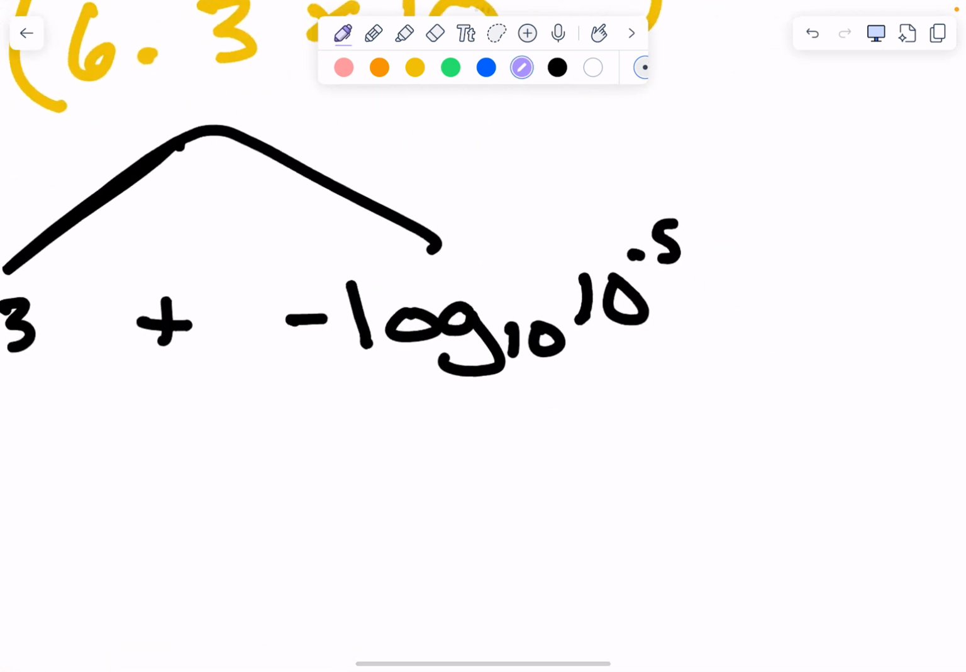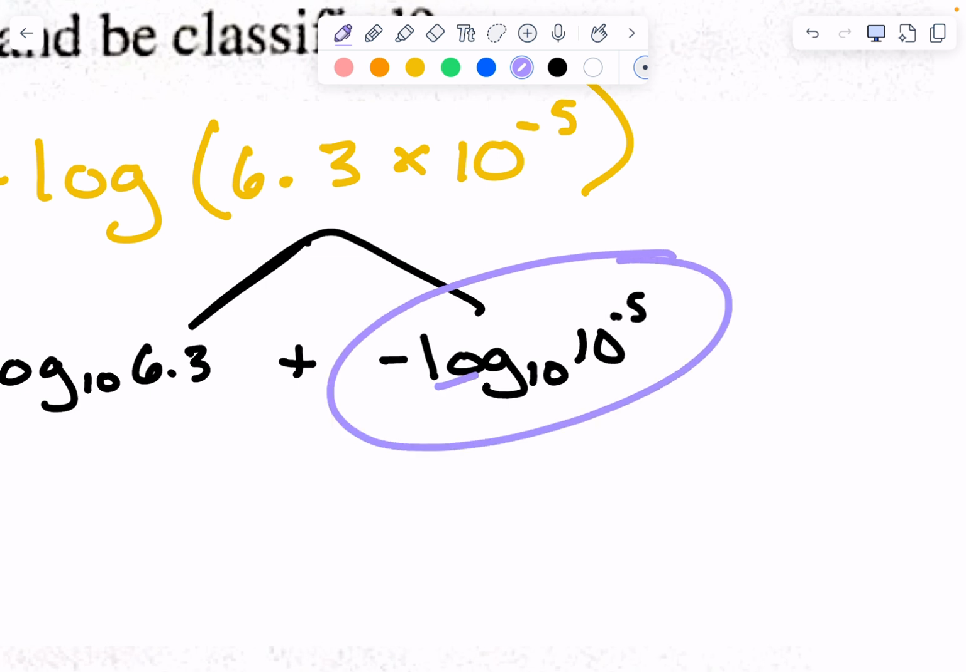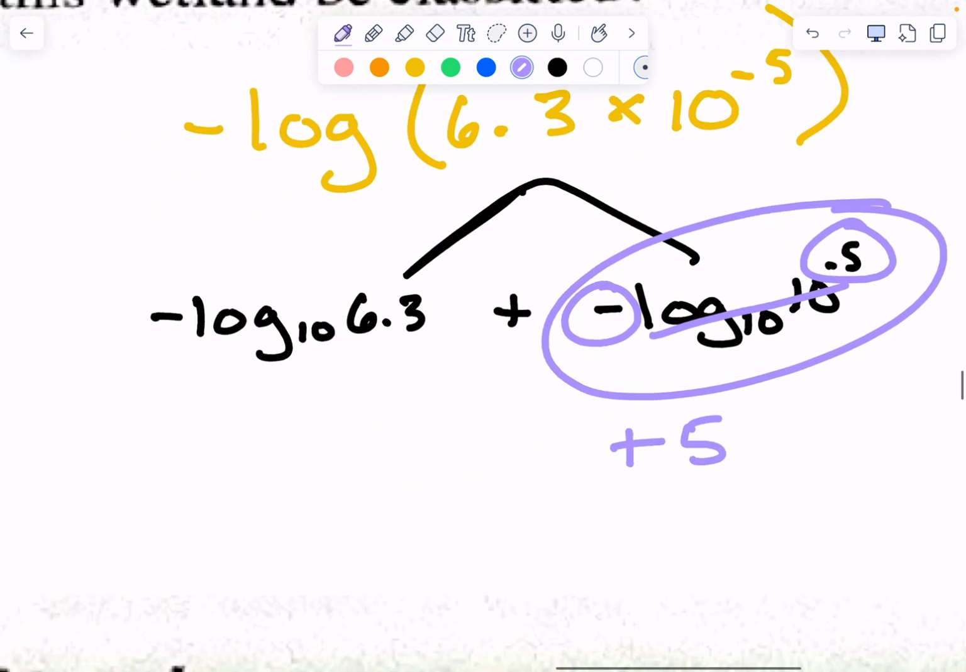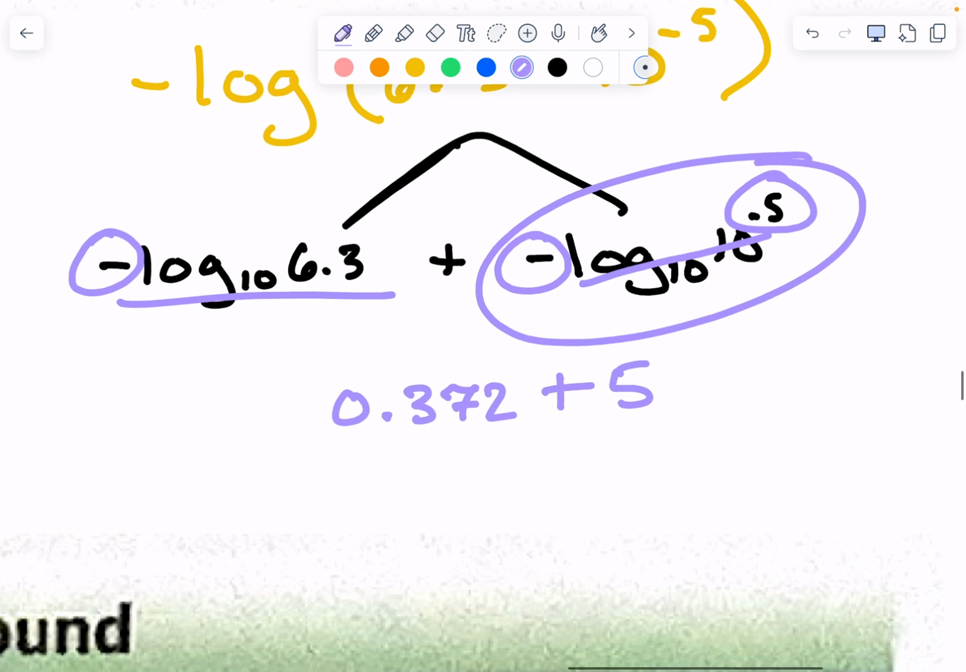Do you know what this comes out to be? The log base 10 and 10 is going to cancel, right? So that would end up being minus a negative 5. So that would end up being plus 5. So all you have to do is take negative log base 10 of 6.3 and then add 5 to it. What's this come out to be? Somebody have that? 0.372. Is it negative 0.372? Positive, if you put the negative in front of it? Yeah, it's positive 0.372. Okay? So this guy would be 5.372.